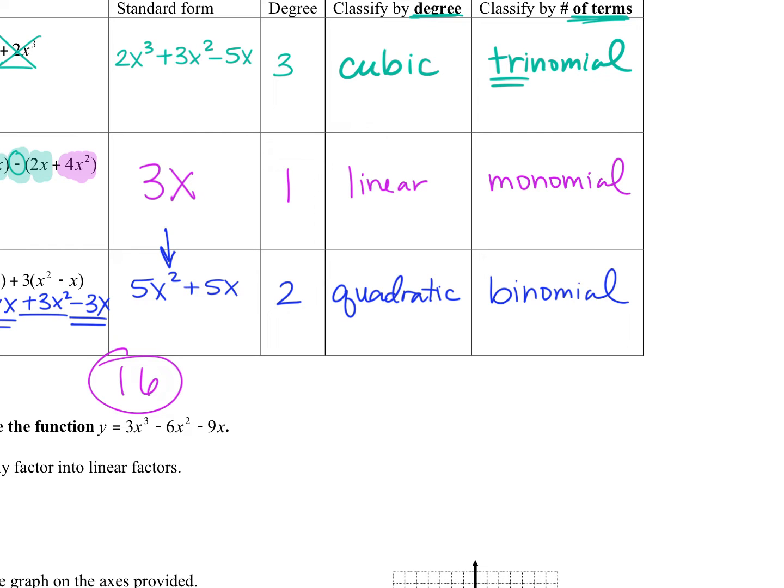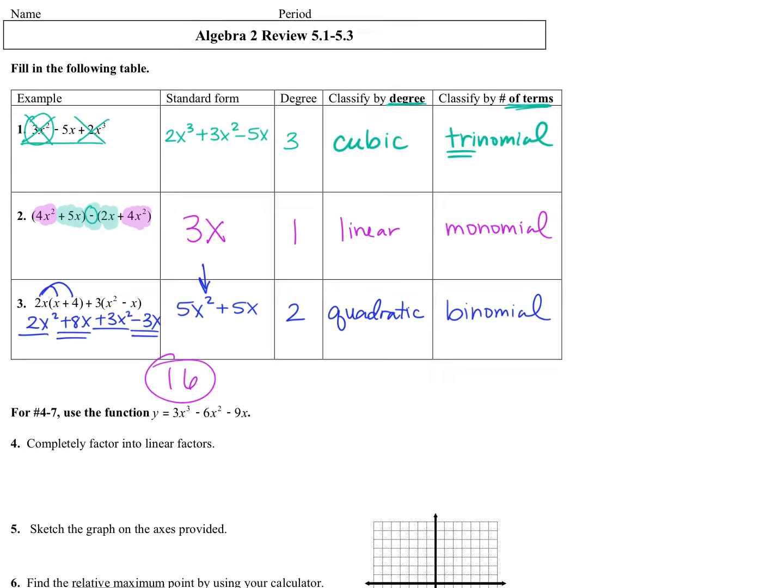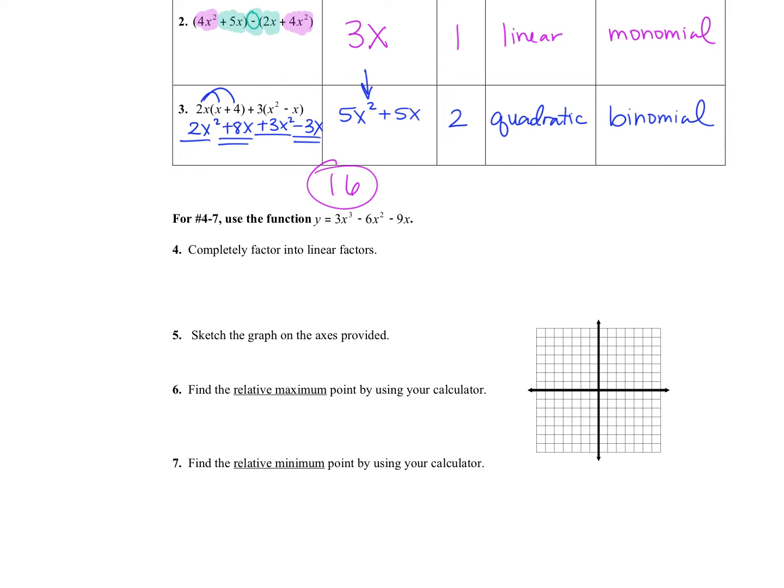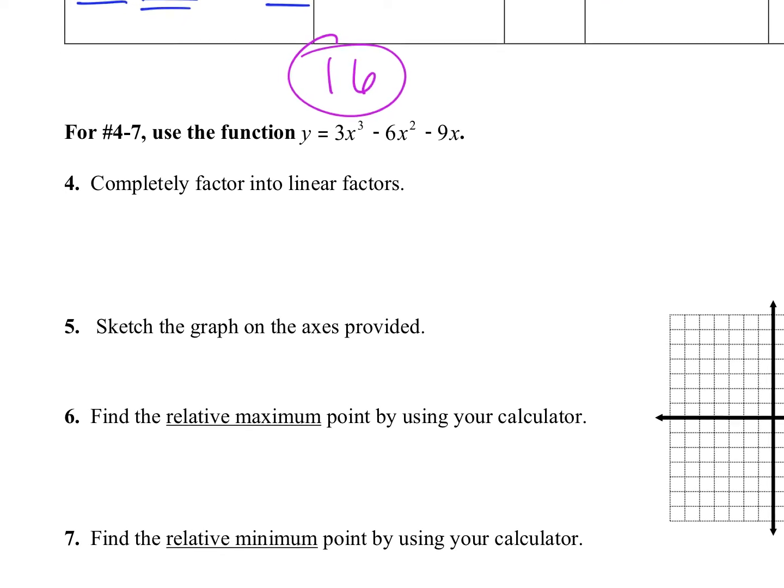Okay, I highly, highly recommend you look over that chart that we did in the notes, okay? Look that over, make sure you've got it. Okay, for 4 through 7, we're going to completely factor it, but I'm not going to graph it yet. I'll come back to that part so that I don't have to jump back and forth. But if you want to try to do that on your calculator as we're going, that's fine too. But let's just factor first, okay?